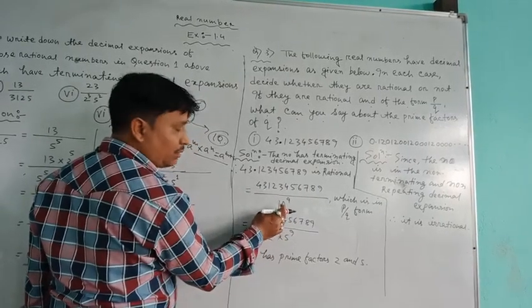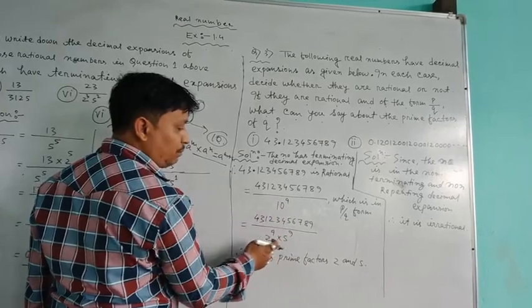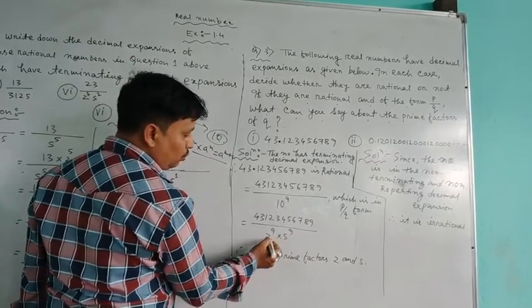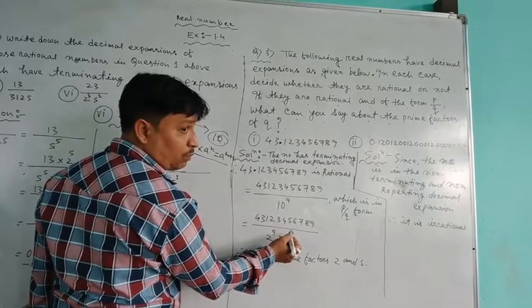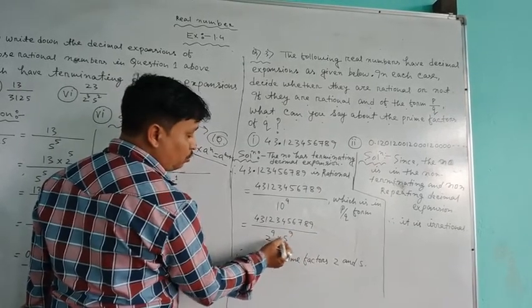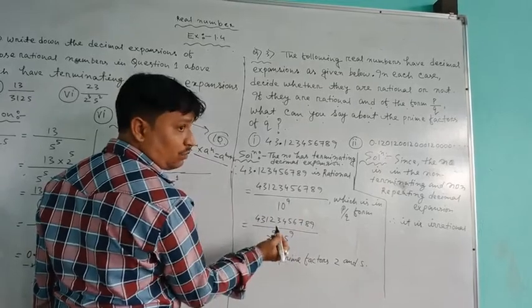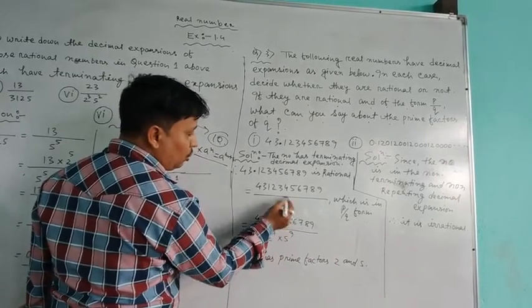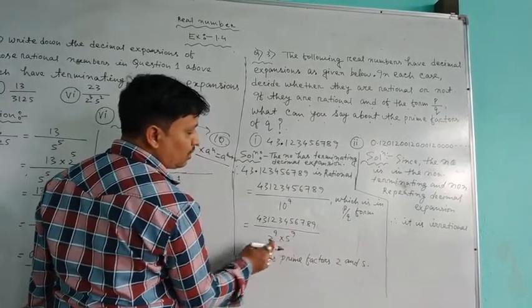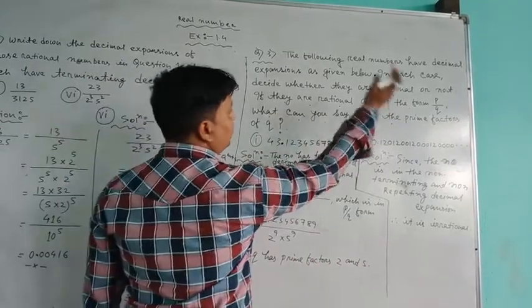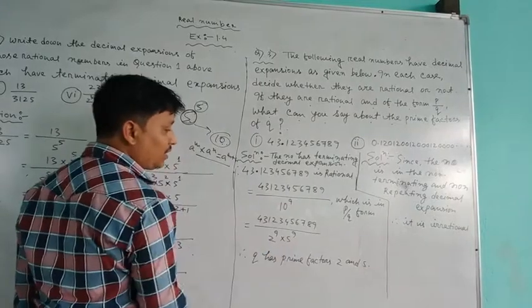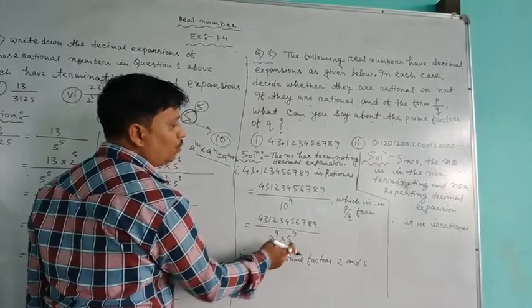Now 10 base you have to express as prime base. So 2 5s are 10, so we are writing 2 into 5. 9 is the common power. So 2 5s are 10, 9 you keep as common power. So q has 2 prime factors, that is 2 and 5. So there is written what can you say about prime factors. So we can say that q has prime factors 2 and 5.